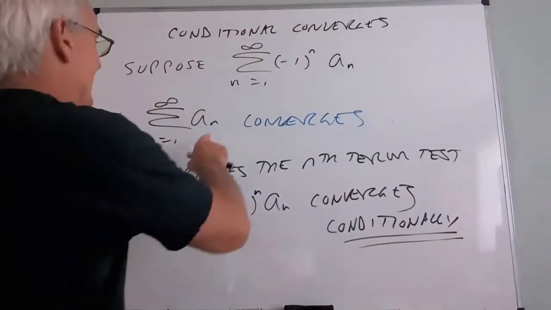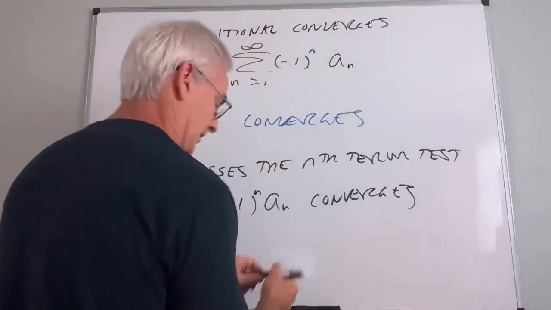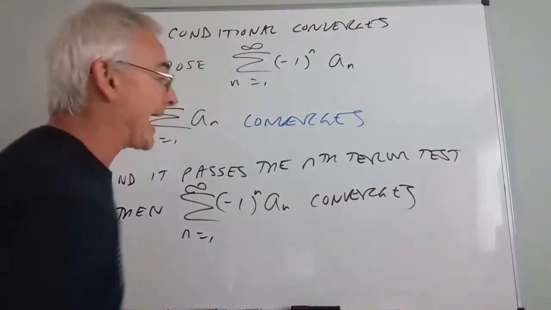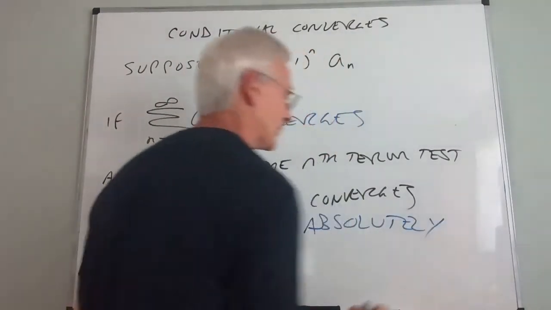So we say, if this converges, then for this guy we use a different word. We say it converges absolutely. Now, I always have fun with that one.